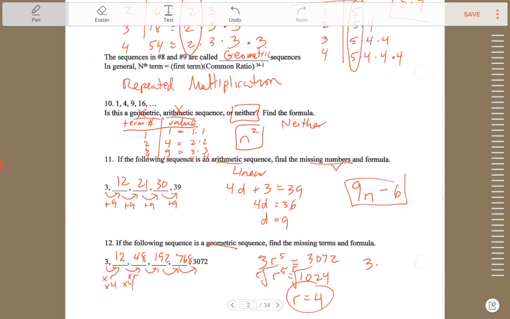So there are our numbers, and the formula therefore is: we start with 3 and multiply that by the ratio, which is 4. And how many 4s do we have to multiply by? Remember, it's always that formula of to the n minus 1, just like that.